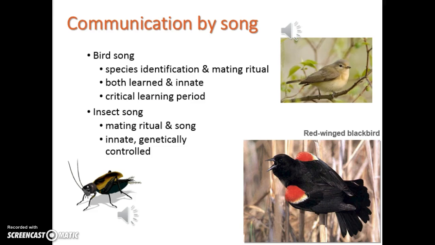Another type of communication that we're very familiar with is the song that birds primarily use, but also insects. And bird song is used by species to identify each other as part of the mating ritual to attract a mate. It is both learned and innate, and we touched on that a little bit earlier, because there's a critical learning period involved in that learning that has to occur. So birds can make the sounds, but in terms of learning the particular song, it has to actually be modeled and then copied and learned during that critical period.